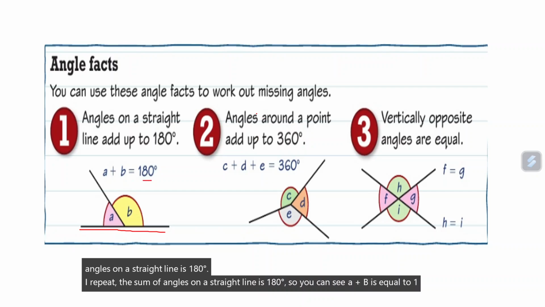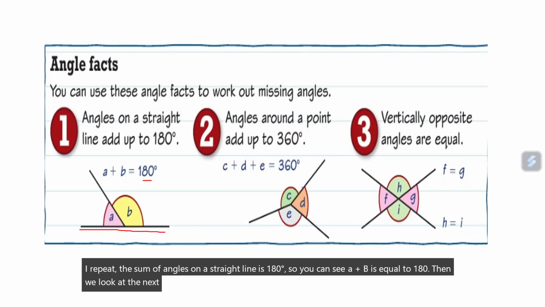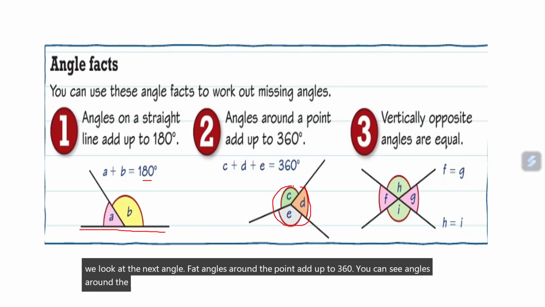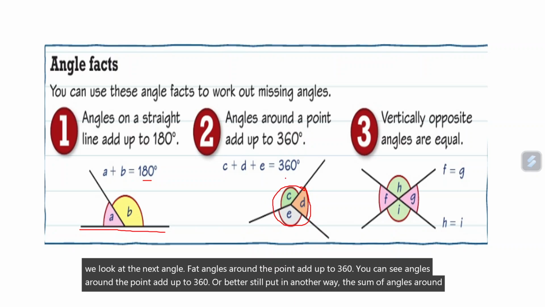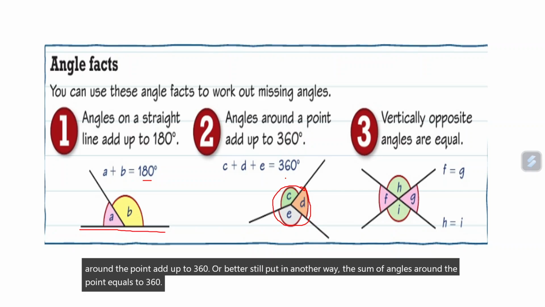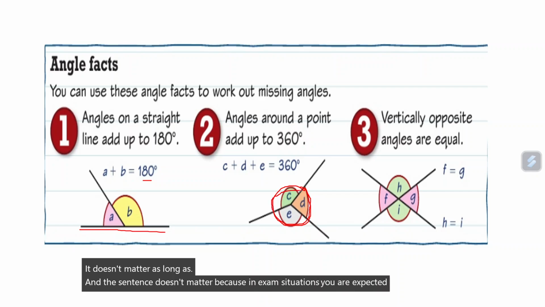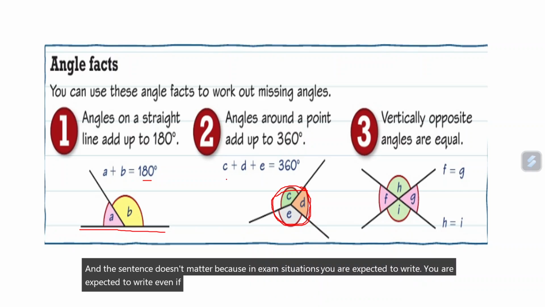Then we look at the next angle fact. Angles around a point add up to 360. You can see angles around a point add up to 360. Or better still, put in another way, the sum of angles around a point equals 360. It doesn't matter, as long as you know, and the sentence doesn't matter, because in exam situations you're expected to write, even if it's a short one-line sentence.